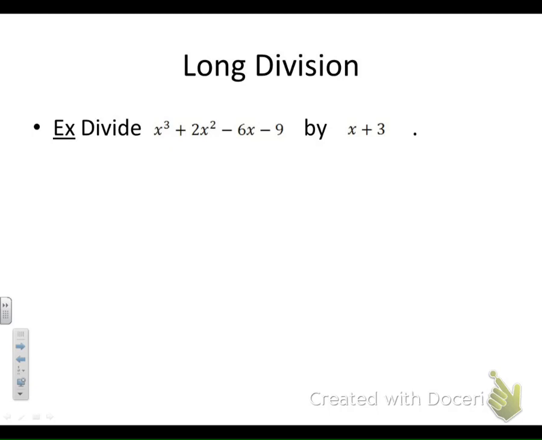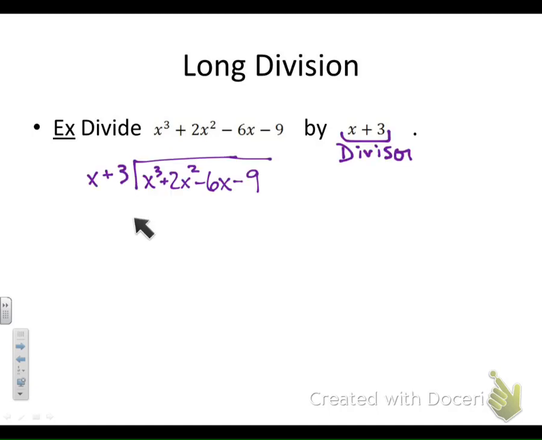Let's try it again. The first step is to figure out what I can multiply x by to get close to this. Notice how I have a binomial in the divisor. So what would get me close to that? X times what could get me close to x cubed? I write it above the squared term just to keep organized. I'm going to take that x squared and distribute it throughout that binomial.